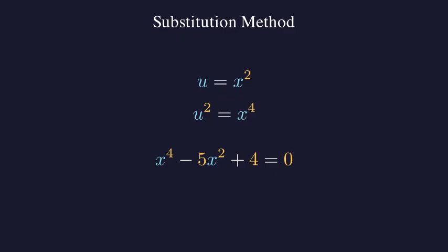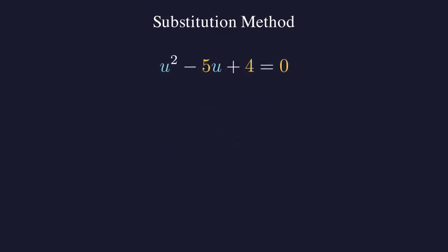Now see how the original equation transforms. We replace the x to the power of 4 with u squared and the x squared with u. The equation morphs into u squared minus 5 times u plus 4 equals 0. Suddenly, the problem is much simpler. We are now looking at a standard quadratic equation that we can solve by factoring.